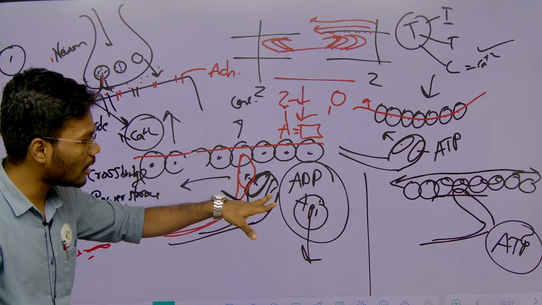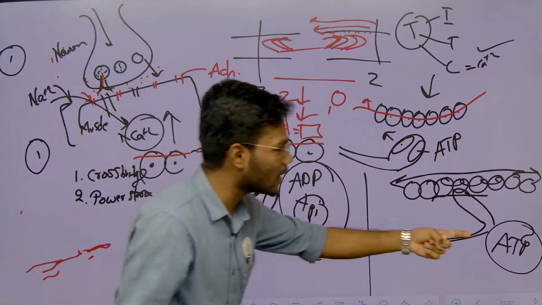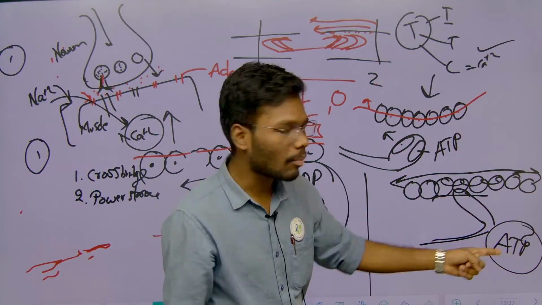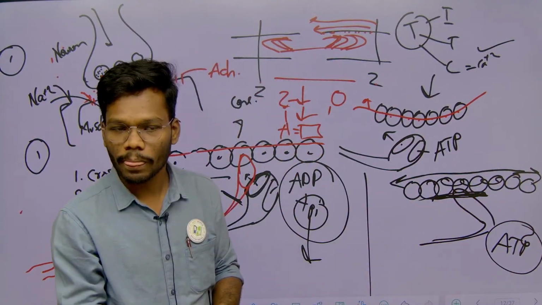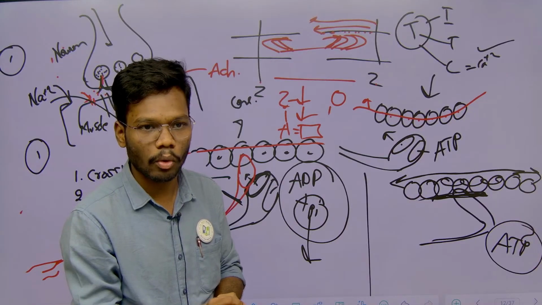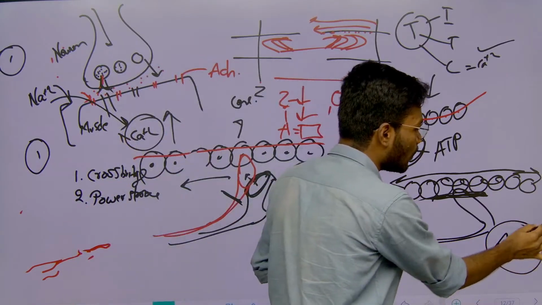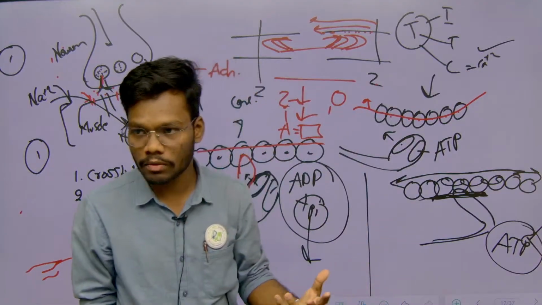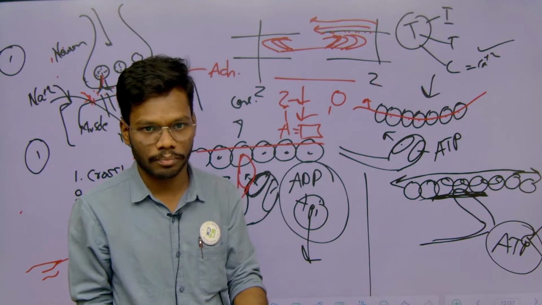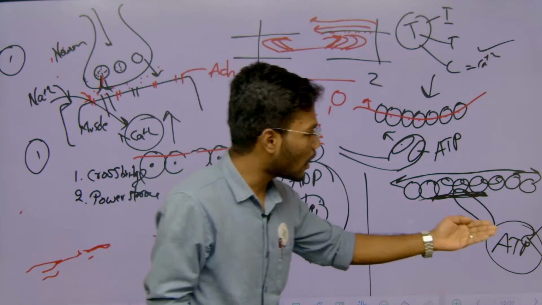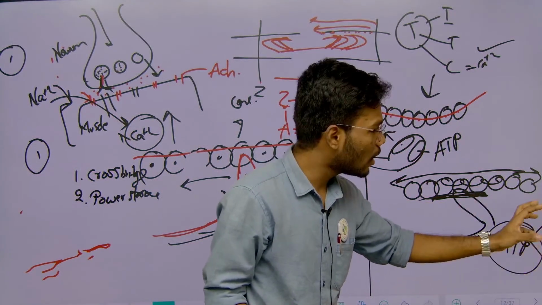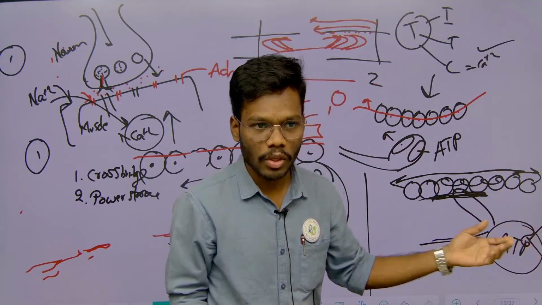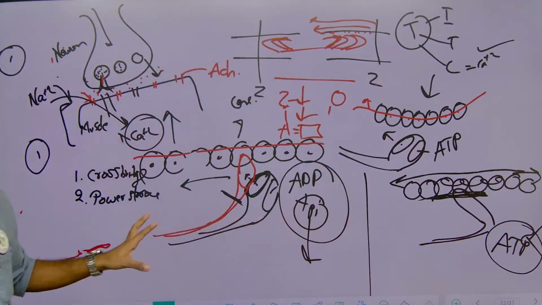Now this free binding site is activated again with another ATP molecule. Then the cross bridge formation will be broken down, and again this ATP is hydrolyzed into ADP plus phosphate for the next round of contraction. So this is one contraction. Again ATP will be hydrolyzed into ADP plus phosphate for the next contraction. So this is what happens in muscle contraction.